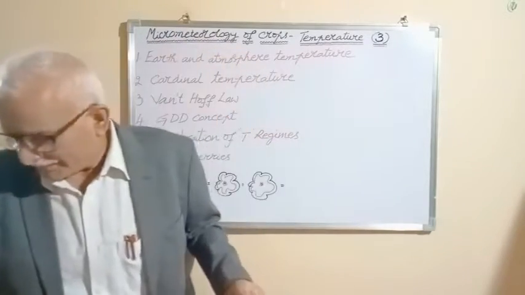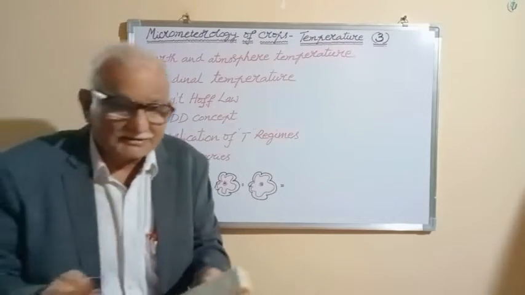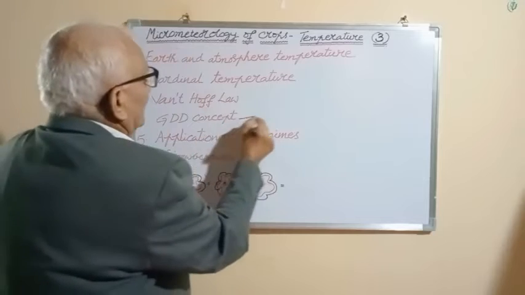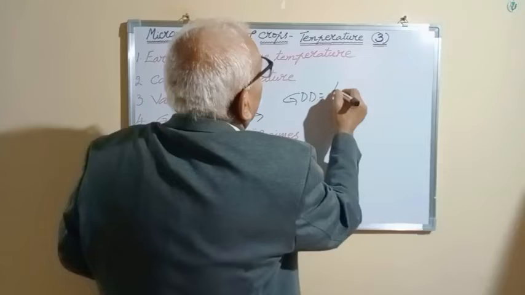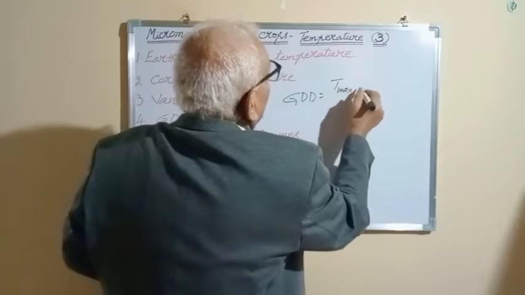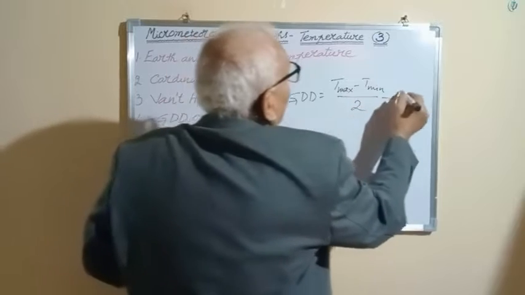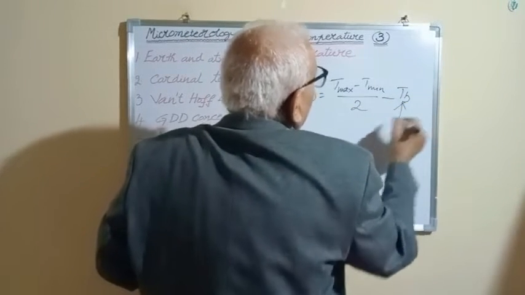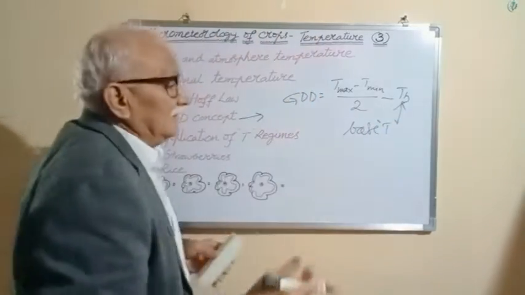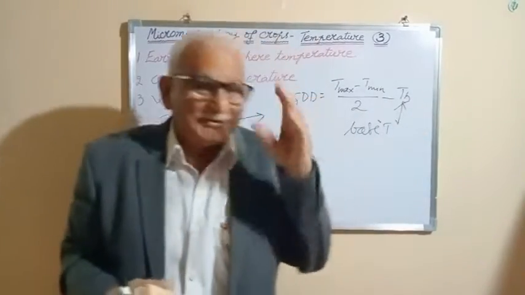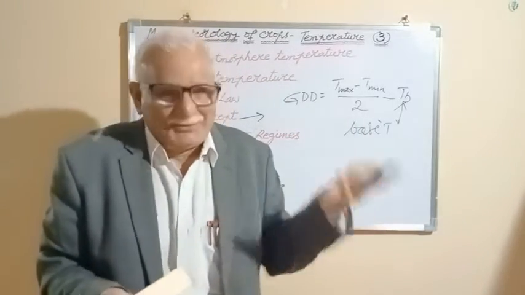Now, another important thing is growing degree days. In this class, that's what we are going to discuss. Growing degree days, the concept is very, very interesting. GDD is equal to (T max, the maximum temperature of the day, plus T min) divided by 2, that means the average, minus TB. This is the base temperature. So what is the base temperature? If you go to the third law of thermodynamics, it is the temperature below which no physiological activity takes place. What is below which? Absolute temperature.